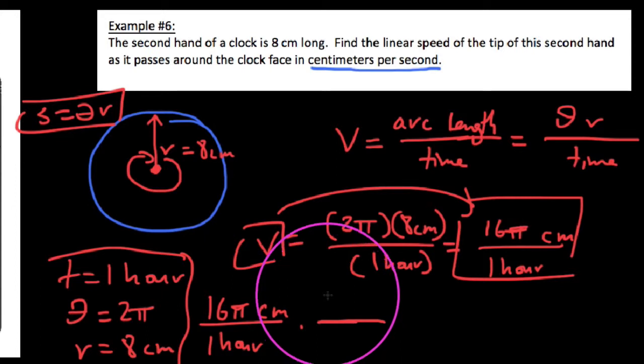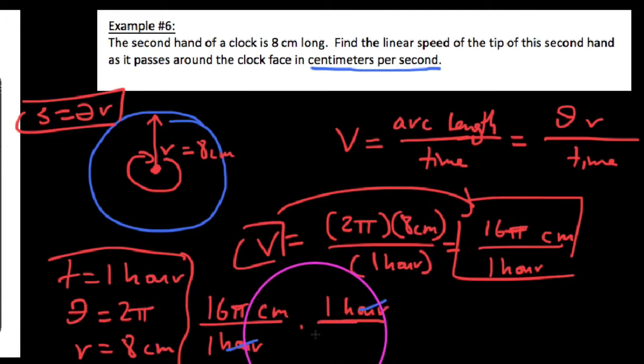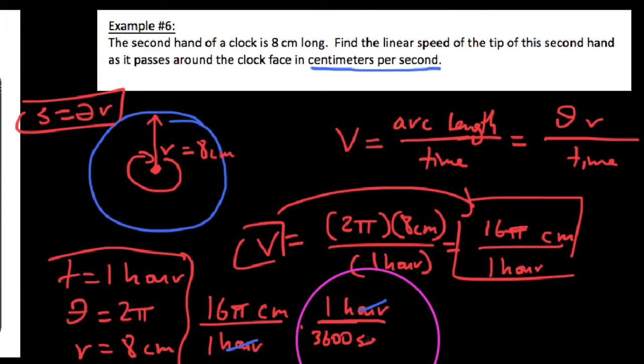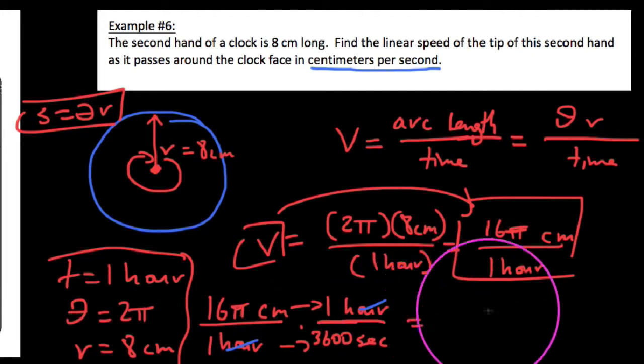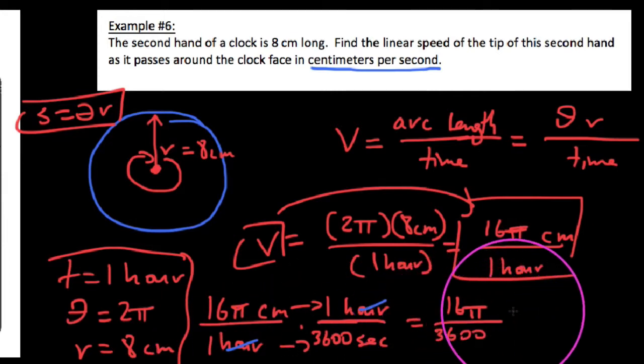So what we're going to do is put 1 hour on top. That'll get our hours to kick out here, and 1 hour is the same thing as 3,600 seconds. Now we've gotten our hours to kick out. We can multiply these straight across and we should be in centimeters per second. So I get 16 pi times 1 on top, and on bottom I get 1 times 3,600.